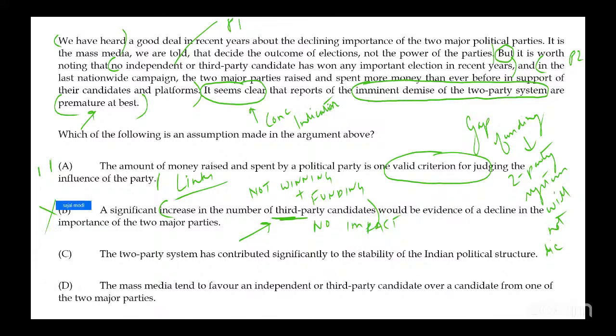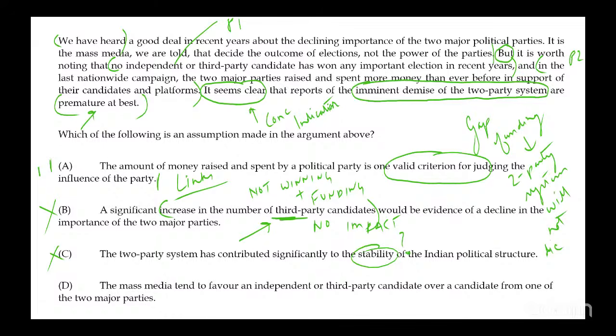B is out. C, the two-party system has contributed significantly to the stability of the Indian political structure. Stability? Really? That's not discussed. Whether it is desirable or not, we don't know. It's just that they're not going to become a multi-party system in the near future. Whether they afford stability or not is not discussed, out of scope.